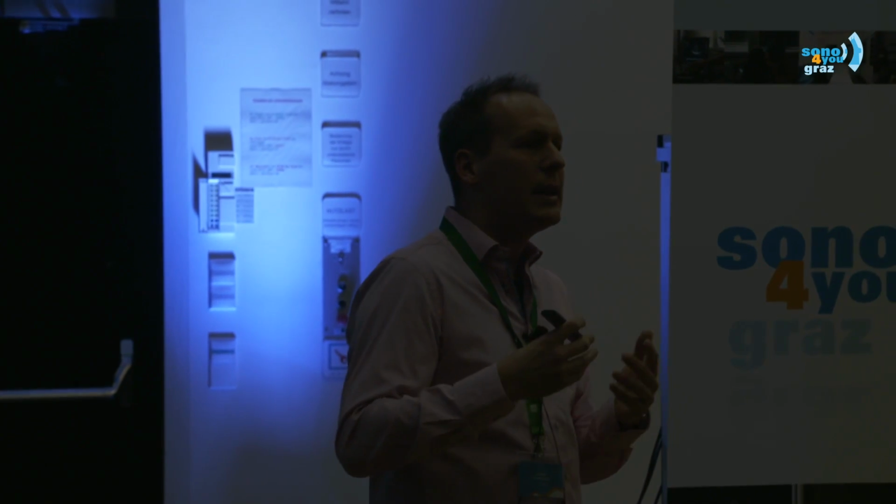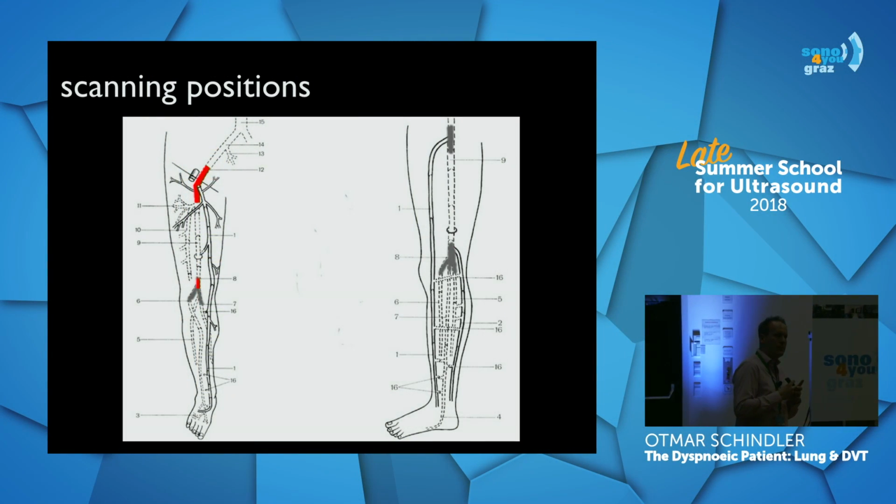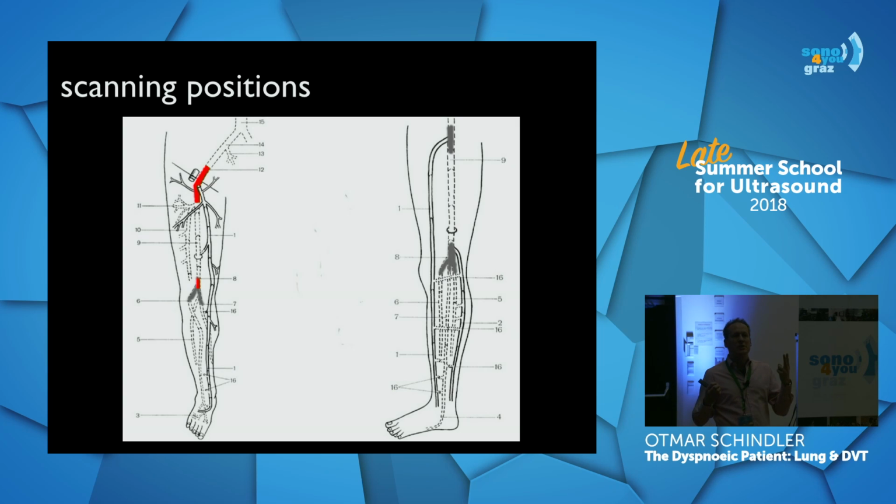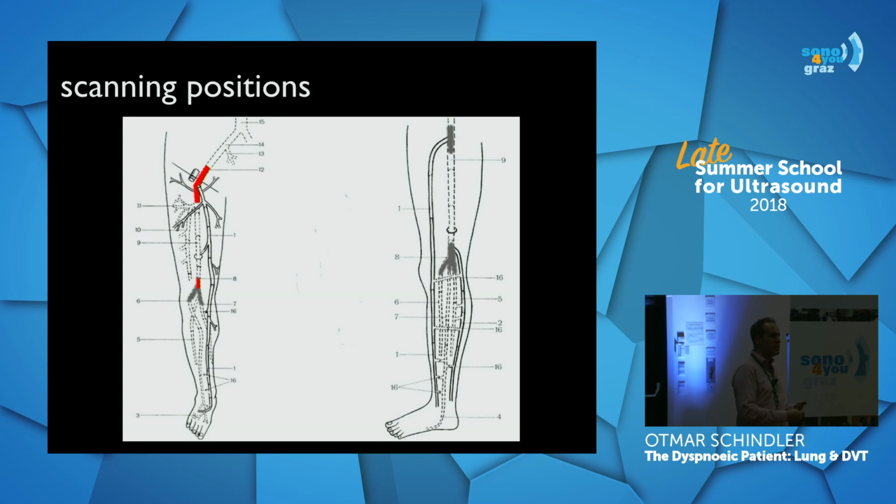So why do we scan the legs for thrombosis? Why do we want to know if a patient has thrombosis? There are two reasons, two situations in emergency medicine when we have to scan the legs. First reason is the leg is swollen. The leg is thick and the patient has pain there. We have to see what's the reason. The second reason is the patient has respiratory distress and we want to know, does he have pulmonary embolism?